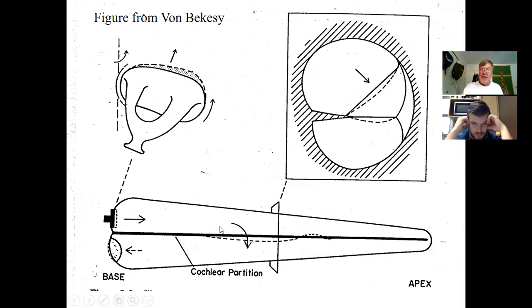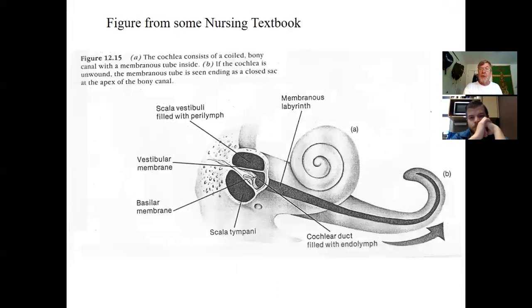And what gives is the scala media. Think of the black line as being the scala media. And the black line bends up and down. And that is shown if you take a cross section. Here's the square. Take a cross section. You're looking at this. Okay, so that's that horizontal versus vertical motion.